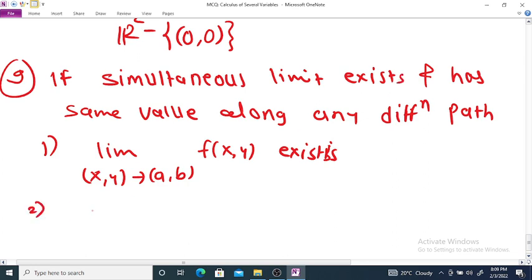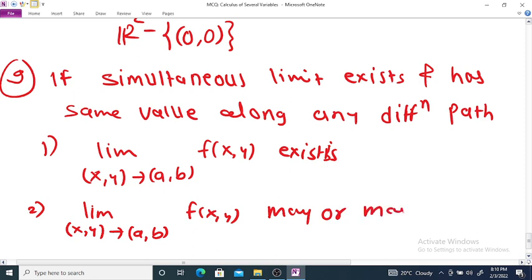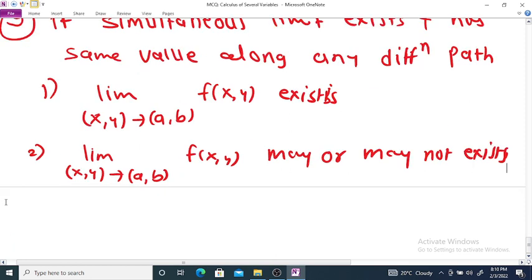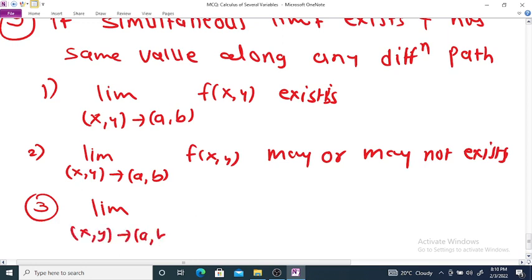number 2, the limit as xy tends to ab of f of xy may or may not exist, number 3, the limit as xy tends to ab of f of xy does not exist, and number 4, can't say.